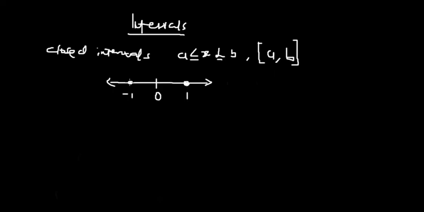It's very important. So this is something like x, where x is less than or equal to 1, and x is greater than or equal to -1. So this is how we represent closed intervals.